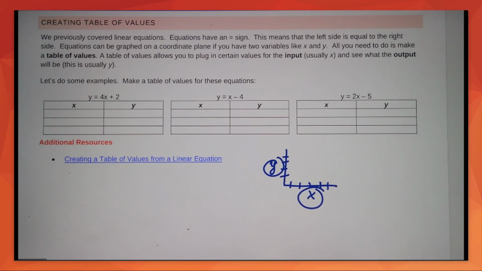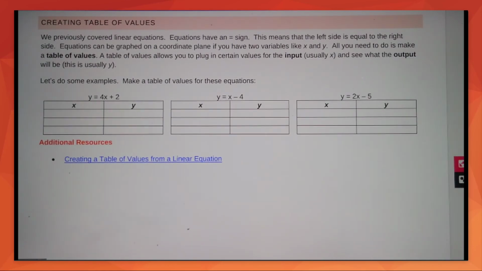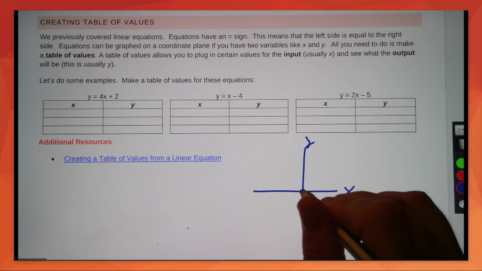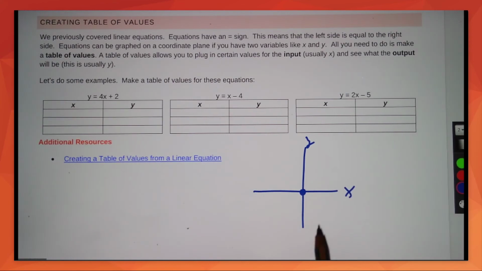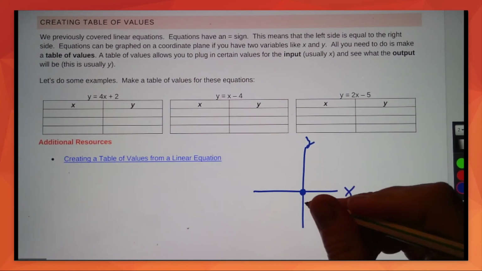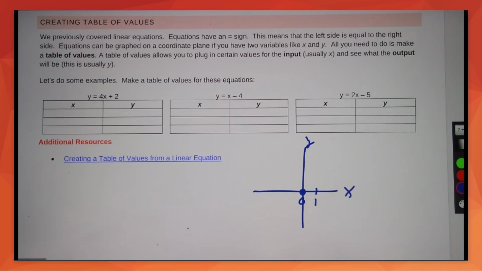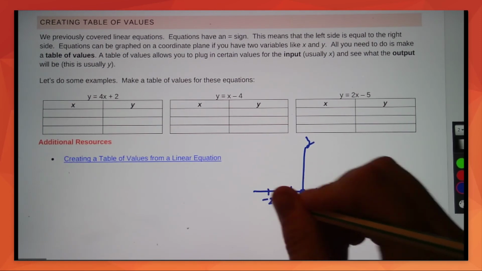And so typically when you have to make a table of values, what you want to do is start near the origin. So if we are talking about that coordinate plane of x and y, the origin is this spot in the middle. Well, what's the x value here at the middle? It's at 0. If I were to go to the right one, that would be 1. Just like a number line, this would be 2. This would be -1. This would be -2. Okay?